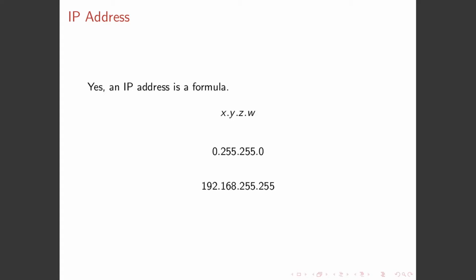Notice that in this example, we don't need to know anything about the Internet Protocol. We don't need to know what these numbers represent. We don't need to know what they mean. And this is why formulas are so useful in the most abstract areas of mathematics.